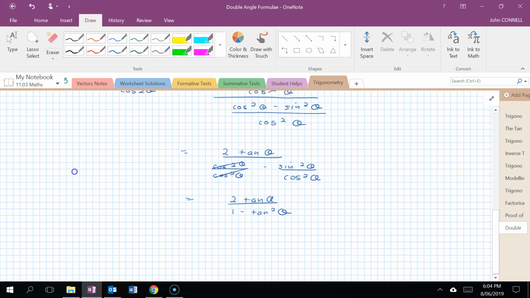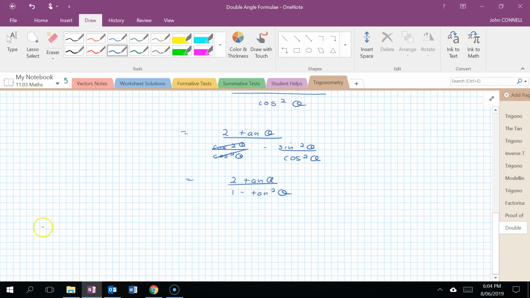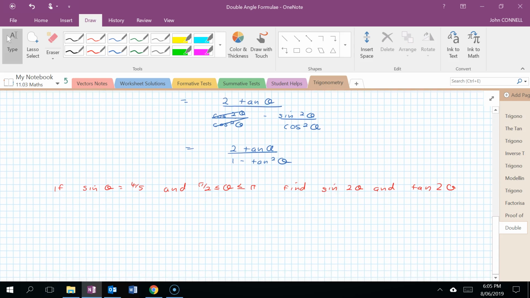So, how are we going to use this? Well, we can say if sine theta is equal to 4 on 5 and theta is less than or equal to pi, but greater than or equal to pi on 2, find sine 2 theta and tan 2 theta. In this case, we need cos theta to be able to find sine 2 theta.